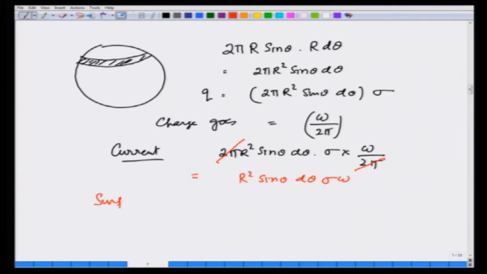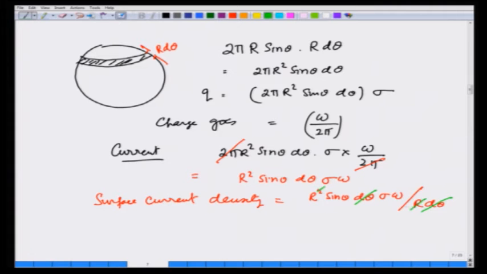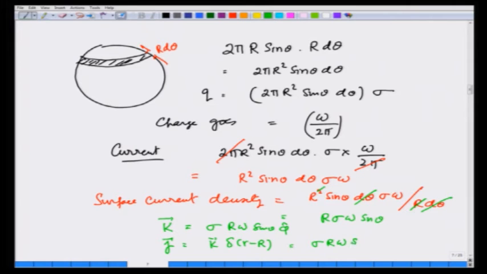So, the surface current density will be this current divided by the length out here, which I am showing in red on this sphere, which is r d theta. So, this will be r square sin theta d theta sigma omega divided by r d theta. Let us again do some cancellations, d theta cancels, r cancels, and you get r sigma omega sin theta. So, the surface current density K is sigma r omega sin theta in phi direction, and when I express this as a volume current density, J would be equal to K times delta(r minus r'). So, this becomes sigma r omega sin theta delta(r minus r') phi cap, which is indeed the same answer as earlier. So, what we have tried to do is give you two different ways of looking at the same problem.